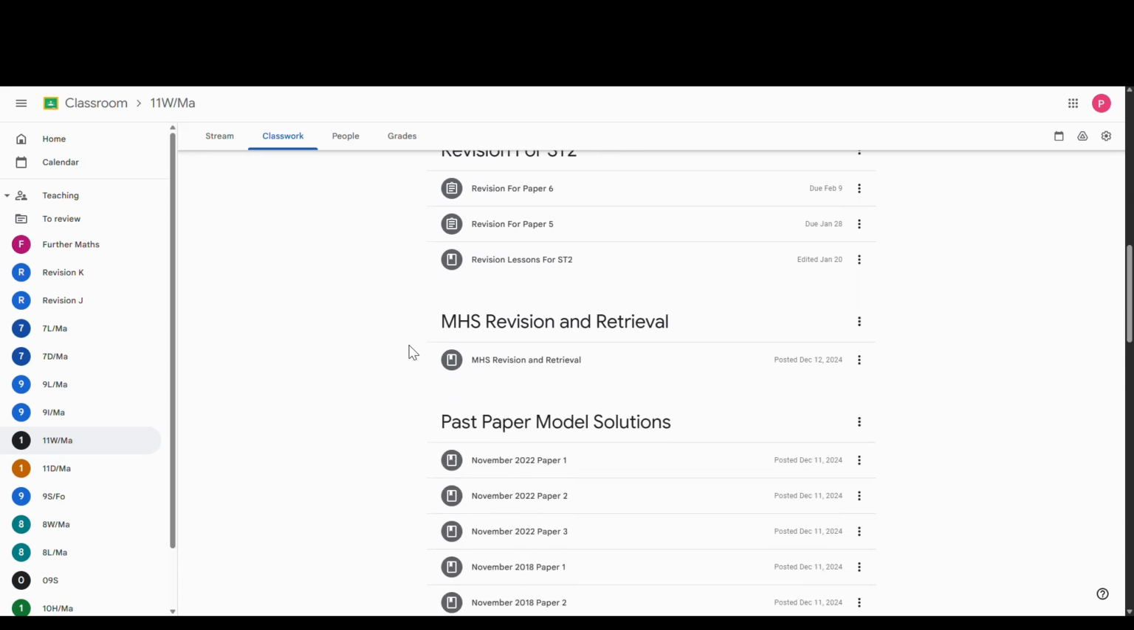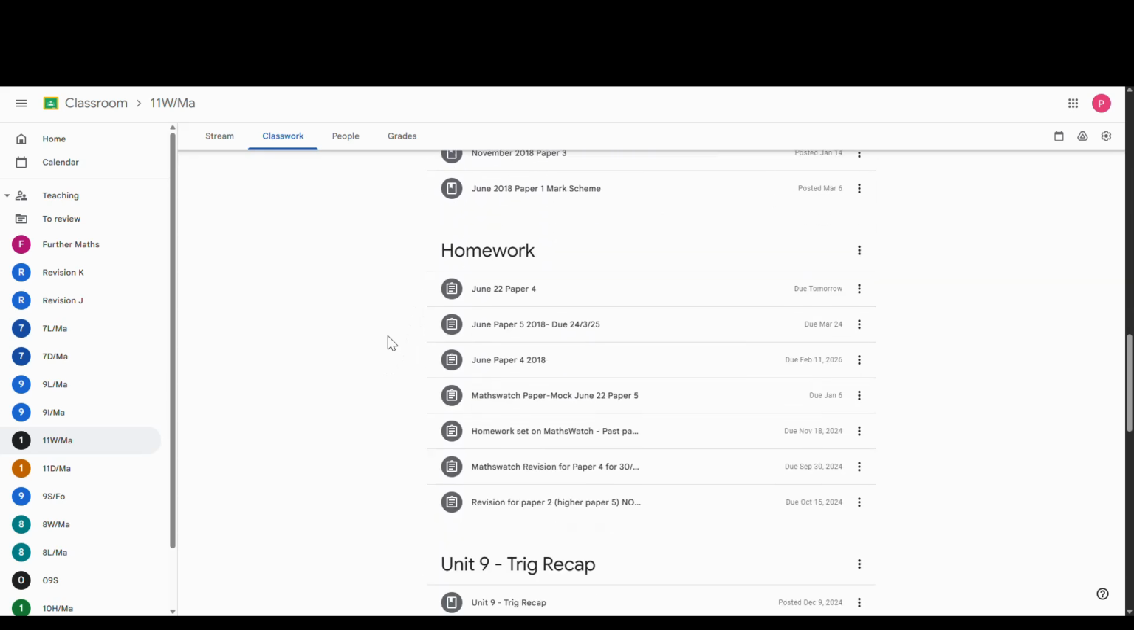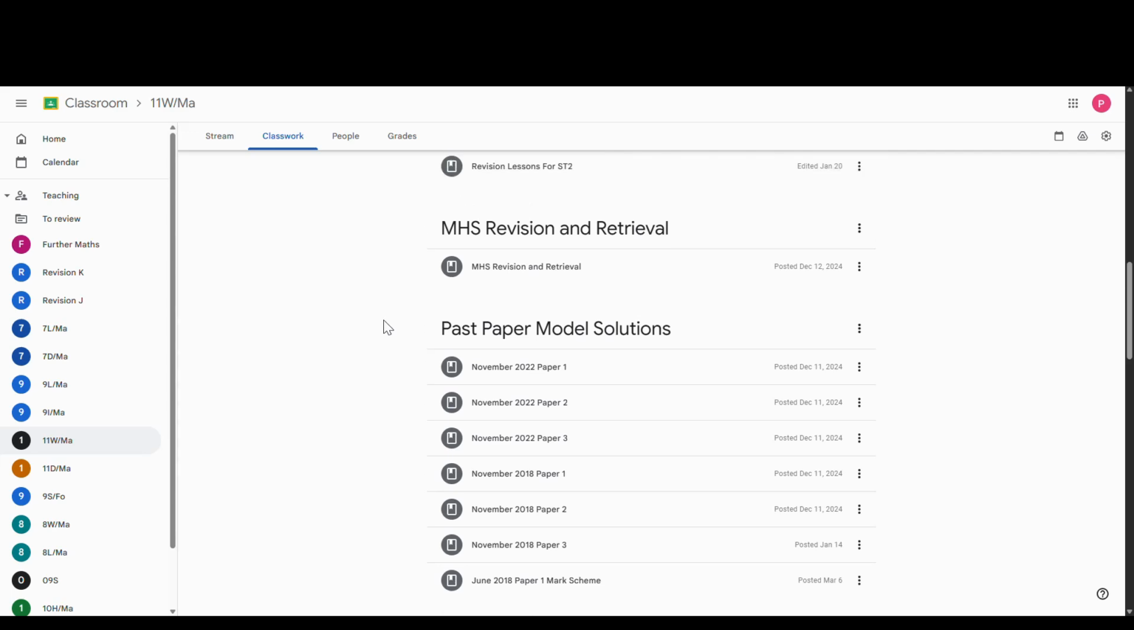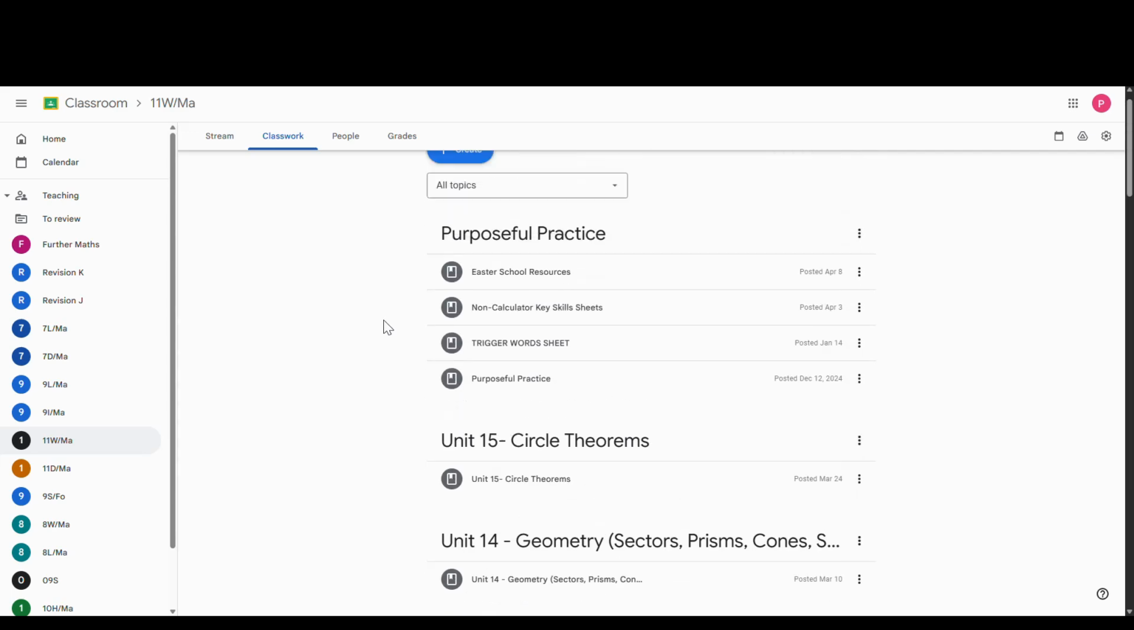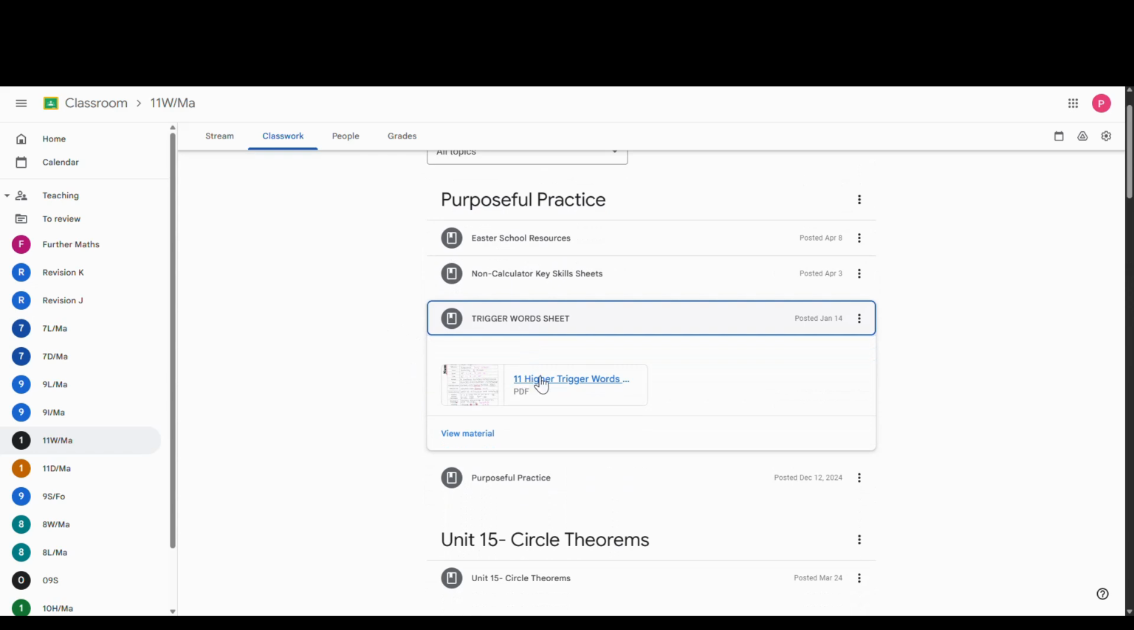There's your revision and retrieval section, some of the past paper model solutions that we've completed, homework, and everything else that we have done this year. This is going to be your most useful section, especially for preparing for your GCSEs. In there, you will see a copy of that trigger words booklet that we have been using in lessons when you've been doing your past papers.